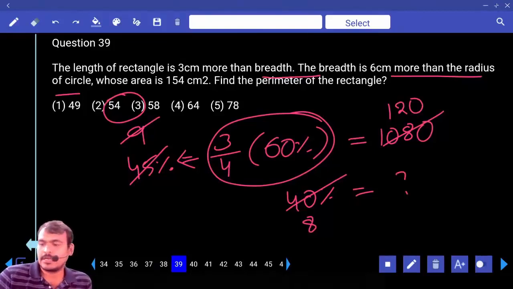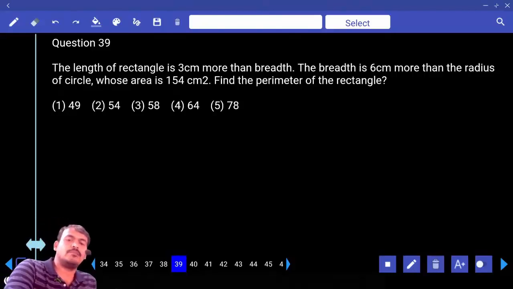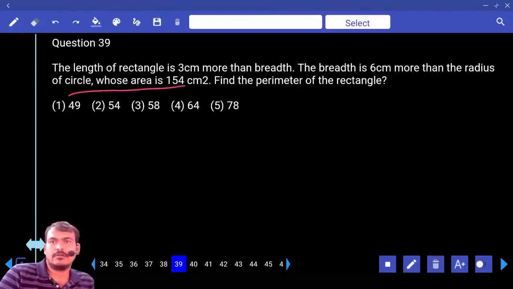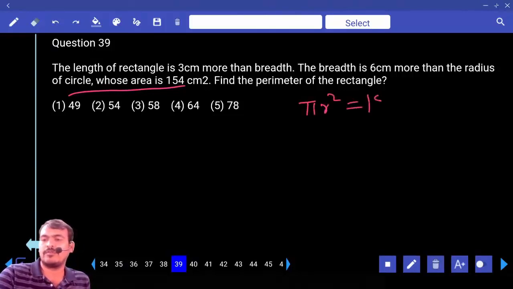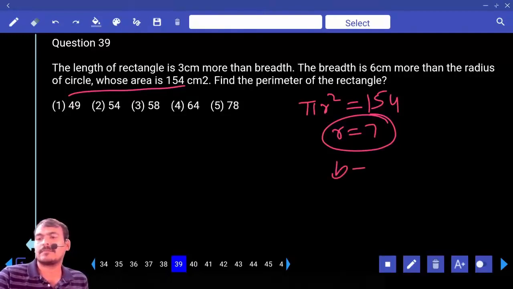Next question number 39. The length of a rectangle is 3 centimeters more than the breadth. The breadth is 6 centimeters more than the radius of the circle, whose area is given as 154 centimeters square. Whose area means it is the circle area. Circle area formula is pi r square. Pi r square equals 154. Then r value is 7.